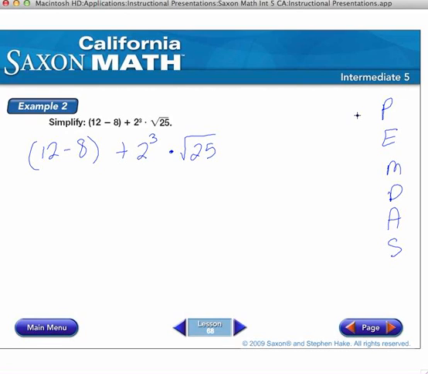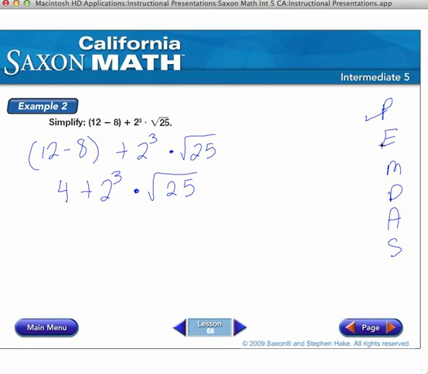Okay, well, first we do the parentheses. 12 minus 8 is 4. I only want you to do one step at a time. Do not try and do multiple steps in one line. Do one thing at a time. So 4, and rewrite the rest of the problem, plus 2 cubed times the square root of 25. So there are my parentheses.